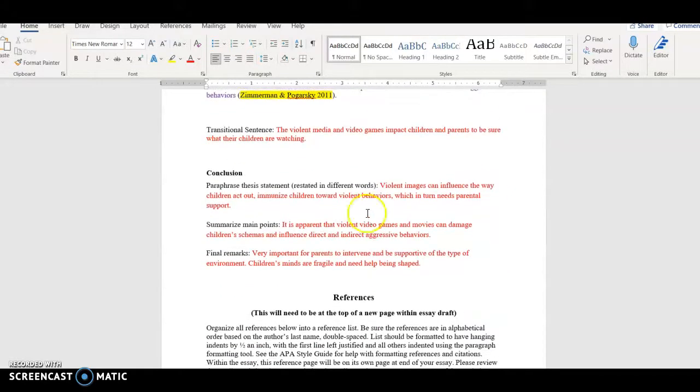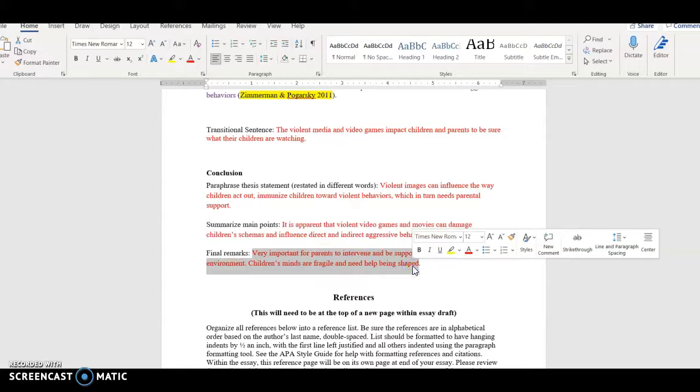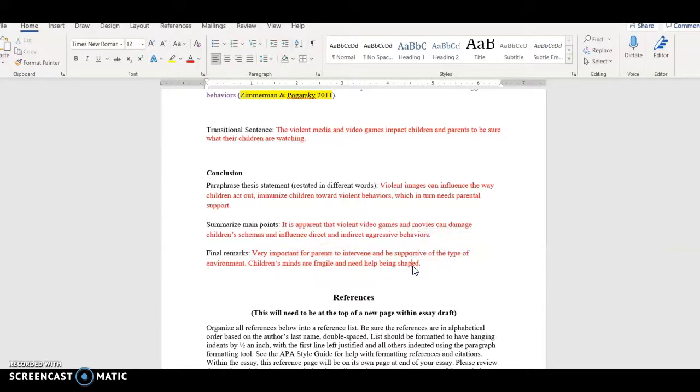Now, same thing with the conclusion. You want to make sure that you are writing information in third person throughout the whole thing. And then you want to make sure you restate the thesis in different words. Do your best to do that. And then you want to summarize some main points and then give some final remarks. You don't want to give your viewpoint. You lose total credit in this section.